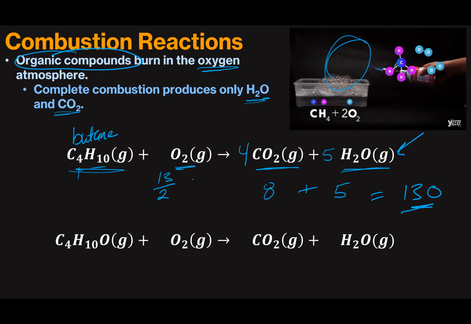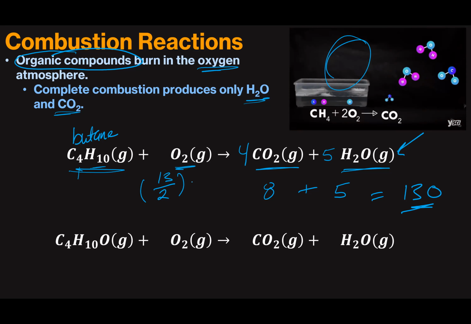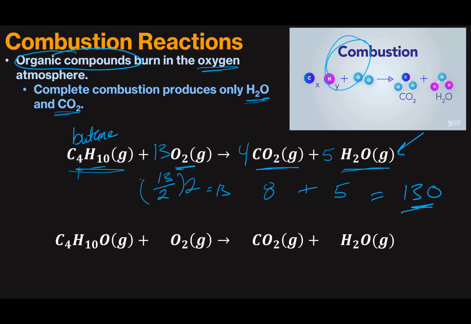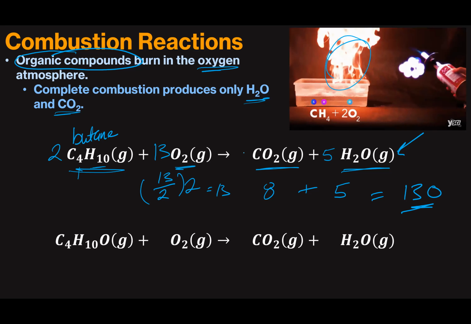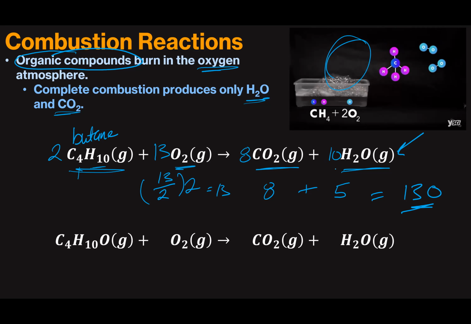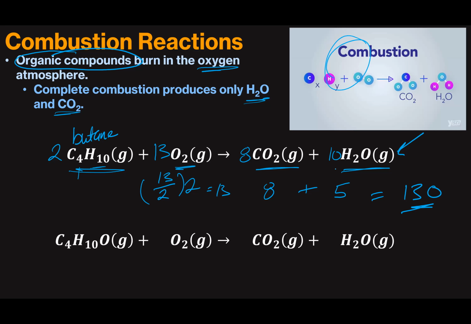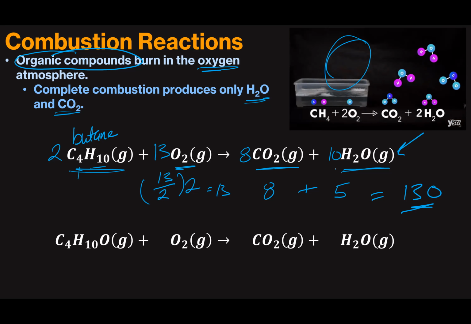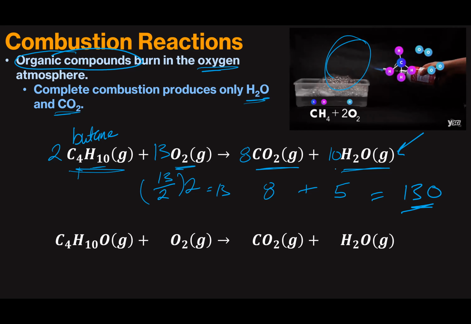So instead, we're going to multiply this by 2, and when we do that, we get 13. If we put a 13 here and double everything else, so 2 butanes, change this 4 to an 8, and change this 5 to a 10, now it's balanced. This is a trick that's going to work for any combustion reaction. The oxygen being diatomic is going to throw us off. So if your product side has an odd number of hydrogens, slap that odd number on the oxygen on the left and double everything else you've already done, and it should be balanced. You can always check yourself.